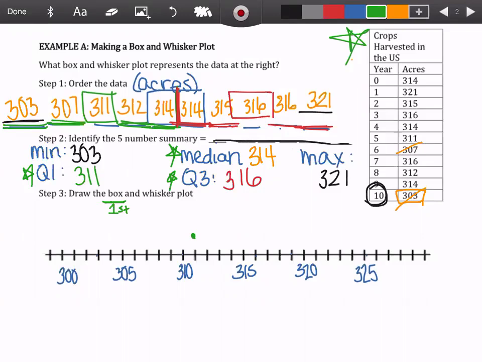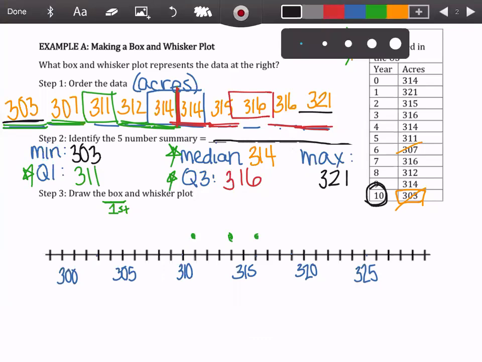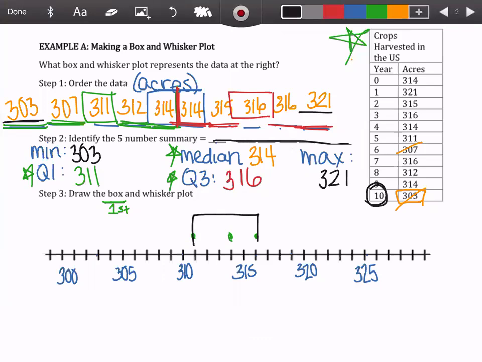The median, you're going to do the same thing with. Find 314, draw a dot above it. And then 316. Do the same thing. So now that we have those 3 dots, we can create a box with them. We're going to draw a box, and then you're going to draw a line through the median to kind of create two boxes right next to each other.